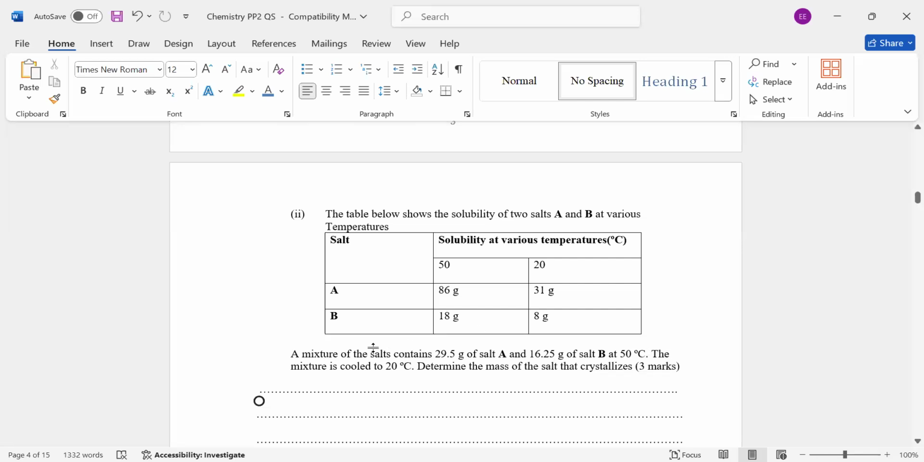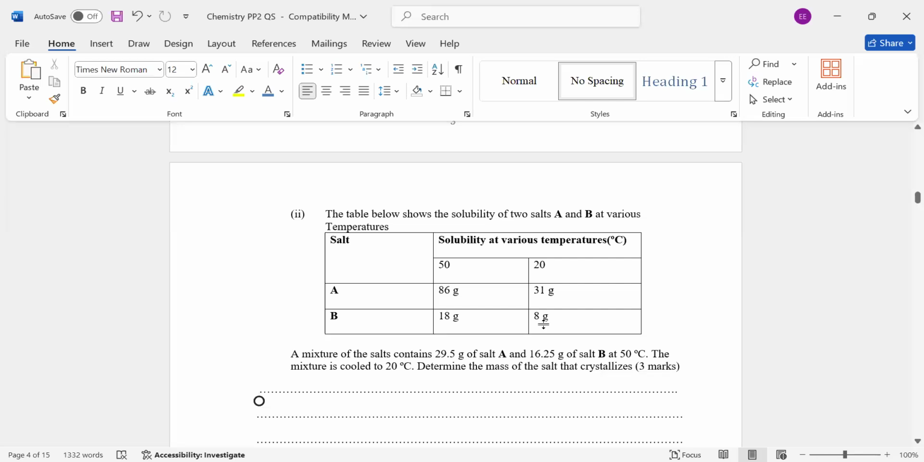Let's now proceed. The mixture is cooled to what? 20. So let us move from 50 and come to 20. At 20, for salt A, we need what? 31 grams. But what were we given? 29. So it simply means that salt A will still not crystallize. Let's go to B. At 20, what we need for B is what? 8. And what have we been given? 16.25. So definitely, if you cool this from 50 to 20, salt B is going to crystallize. And as it crystallizes, 8 grams are going to turn to crystals.